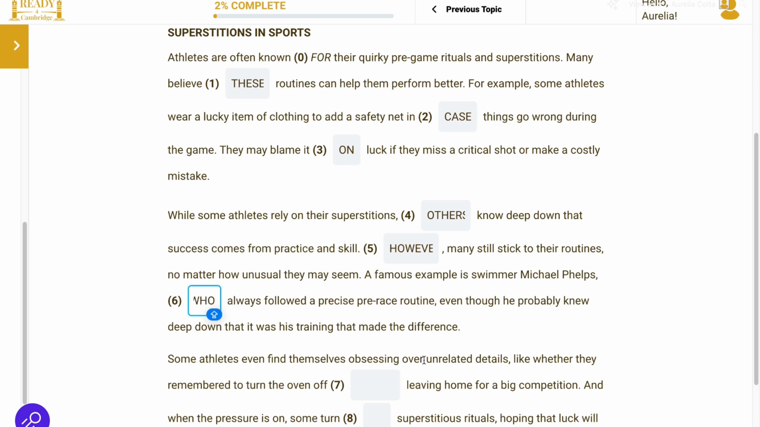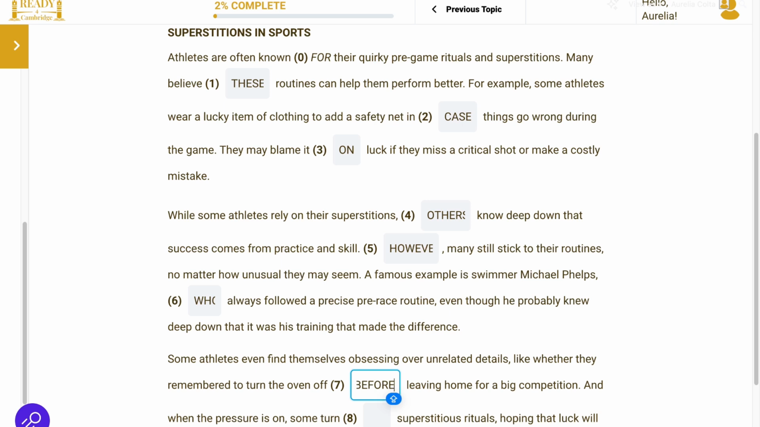Good, let's move on. Gap 7. Some athletes even find themselves obsessing over unrelated details, like whether they remembered to turn the oven off, before leaving home for a big competition. What have we got here? We need a word that shows the order of actions. First, they turn the oven off and then they leave. Given the gerund here, leaving, we do need a preposition. So we always say before leaving, right? This is the missing word, before.